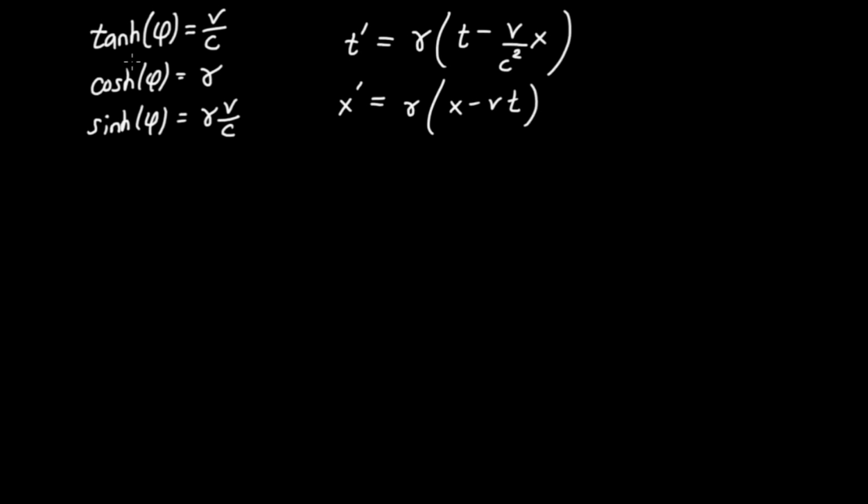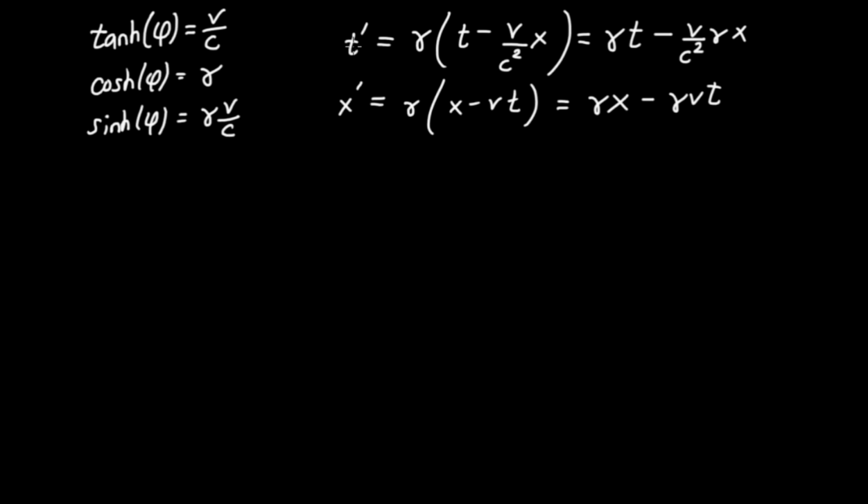With those identities in hand, let's start rearranging the furniture for this Lorentz boost. The first thing I'm going to do is distribute the gamma. So this equation is equal to gamma times t minus v over c squared times gamma times x. And I'll also distribute this gamma here too. So I get gamma x minus gamma v times t.